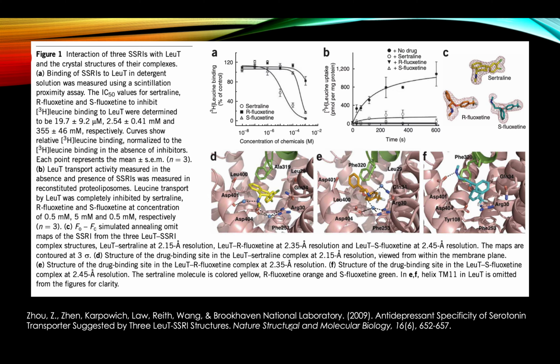So this is a figure from the article, and they investigated, again, three SSRIs, but the sertraline is the molecule in yellow. And so what they have marked as figure D shows the proposed salt bridge between the nitrogen of the sertraline and the aspartate 401 and aspartate 404.